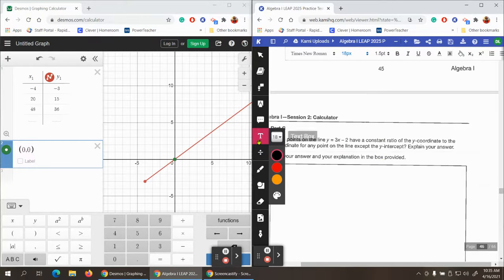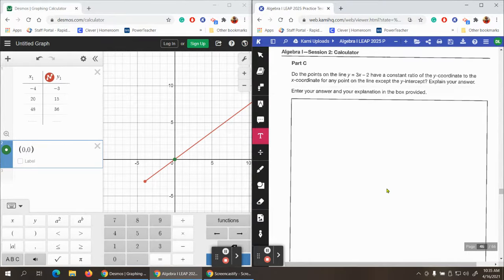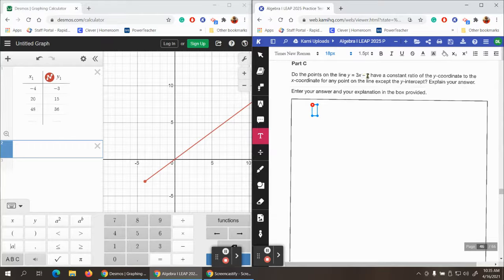All right, let's see, part C. Do the points on the line have a constant ratio? All right, so basically is it the same? I can already tell you no. Why do we know it's not? Because we learned again in 7th grade, 8th grade that in order for something to have a proportional ratio, it cannot have a constant at the end. Y equals 3x, right? That would be proportional, right? But because it has a y-intercept of that -2, it's not, okay?